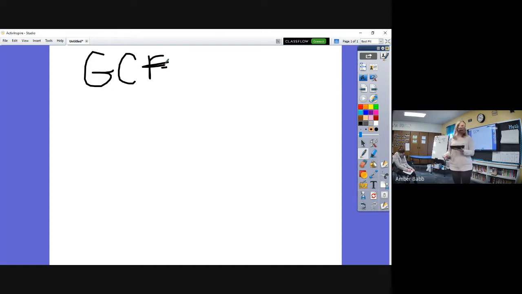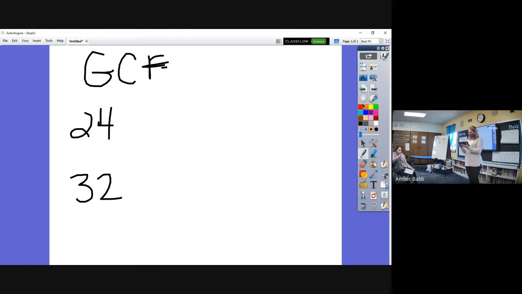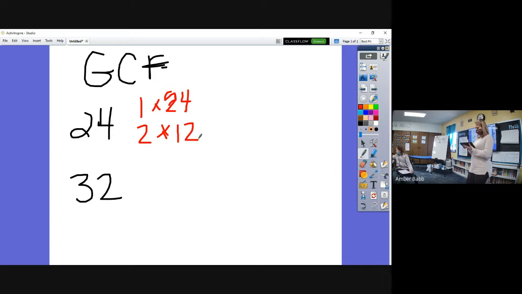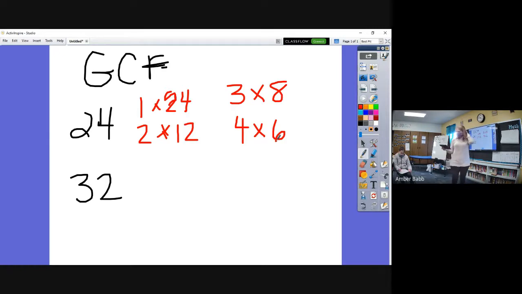Stop. All right, greatest common factor, where we figure out what all we multiply together. So if I said, what's the greatest common factor of 24 and 32? We're going to list all of the things I can multiply to get 24. What all can I multiply to get 24? You can multiply 2 and 12. What else? 3 and 8. 4 and 6. Anything else? That's a lot.